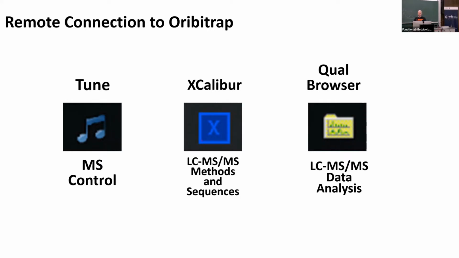But most important for us now is the computer side, and basically these three vendor software tools from Thermo: Tune, then Excalibur, and Qual Browser. Tune controls just the mass spec itself. Excalibur controls the mass spec and coordinates it with the LC. So we write our sequences in there and acquire the data through Excalibur. And then Qual Browser is the Thermo-specific visualization tool where we can look at the data.